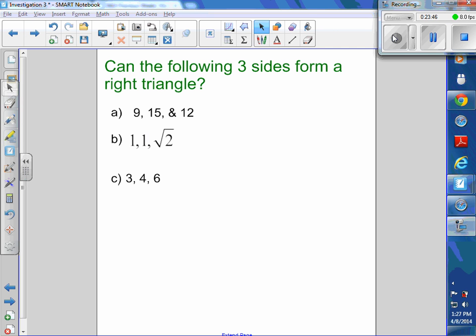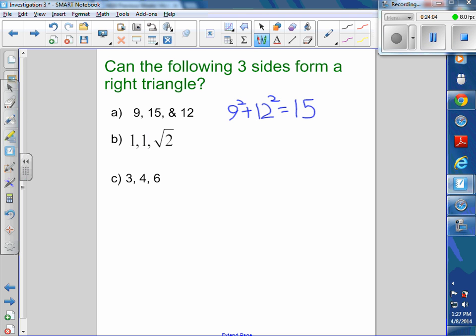Okay, so Nick, what'd you get for the first one? The first one I got that it is a right triangle. Okay, so how'd you set it up? I did 9 squared plus 12 squared equals 15 squared. So he did the longest side alone, right? Equals 15 squared. Did you notice they weren't put in order? You have to think about the order, right? So this is 81 plus 144 equals 225.